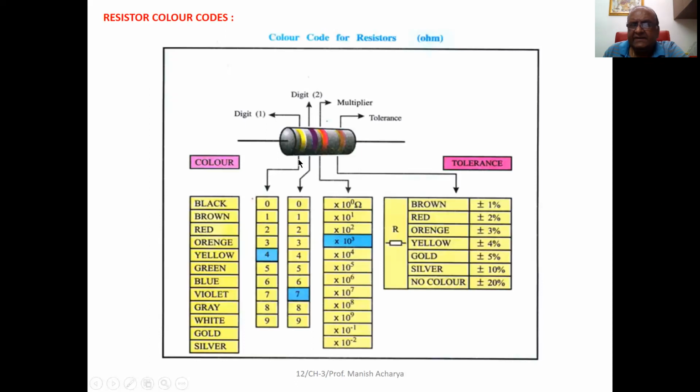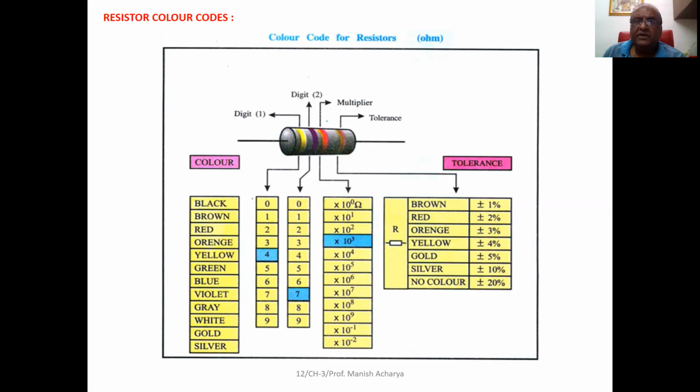Now, resistor color codes. On any resistor given to you, the color bands are always given to calculate its value. Compulsorily, on any resistor, three bands will be there. The fourth one is optional.